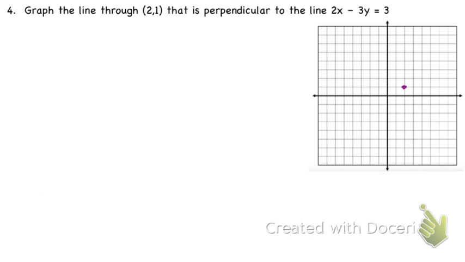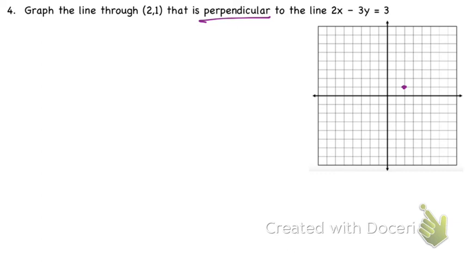Now, I need the slope in order to find more points for my graph. I have 1, but now I need more. So I need to know the slope, but I know it's perpendicular to this line. So if I know the slope of that line, 2x minus 3y equals 3, can I find the slope of this line?